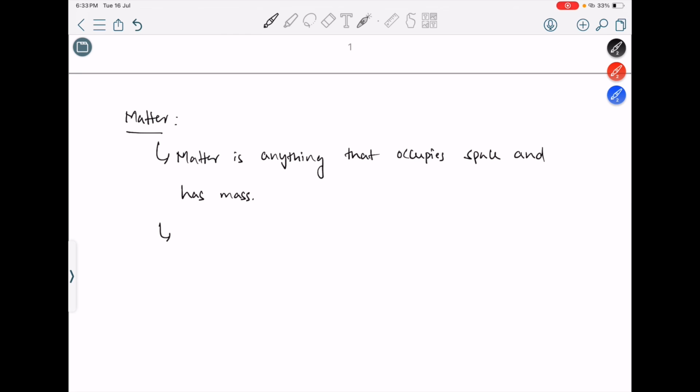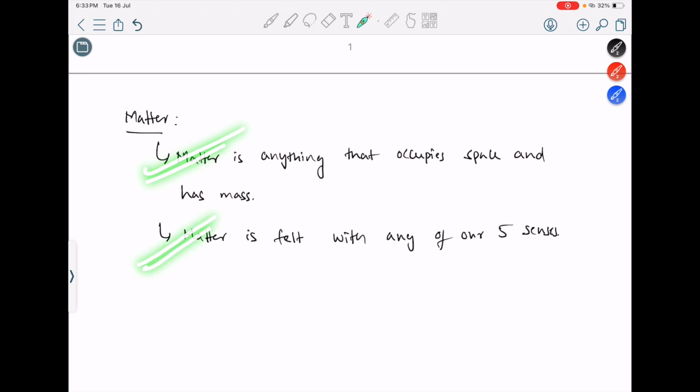There is also another kind of definition which helps us identify matter easily: matter is felt with any of our five senses. This is just a way of understanding what exactly matter is. This is a textbook definition, and for our convenience, matter is anything which can be felt with any of our five senses.